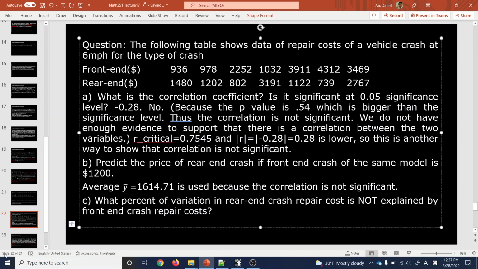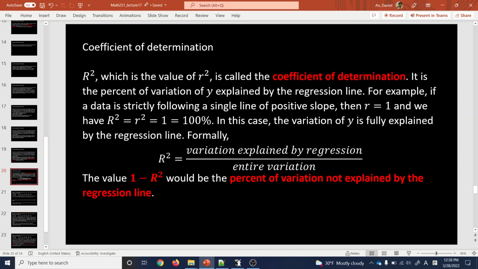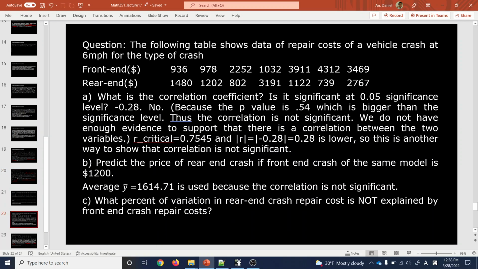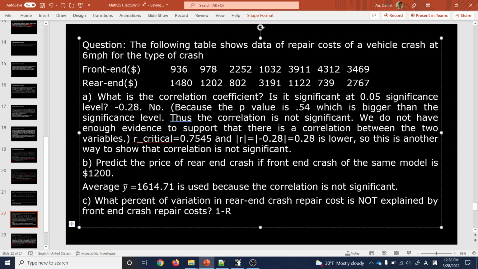Okay. All right. Now, finally, what percent variation in the rear end crash repair cost is not explained by the front end crash repair costs? And you see what I'm saying? This is asking how much of the variation in Y is not explained by the variation in X. And what is that called? It's 1 minus the coefficient of determination, okay? So you have to use the coefficient of determination. So you have to do 1 minus R squared.